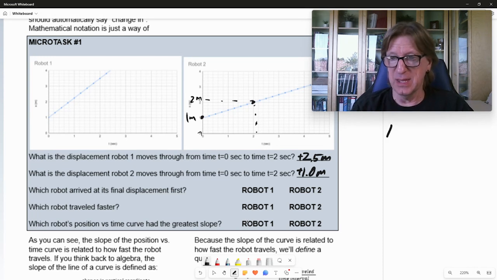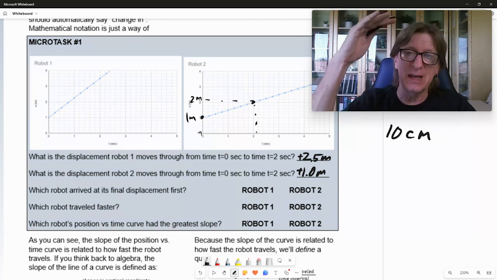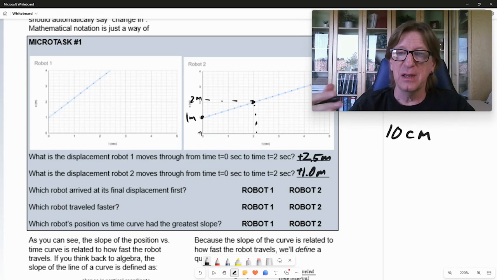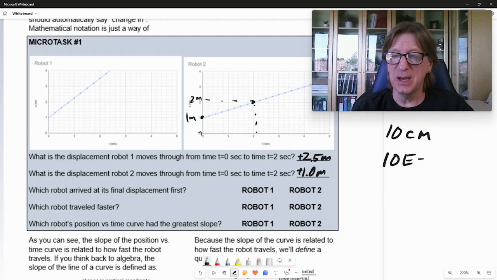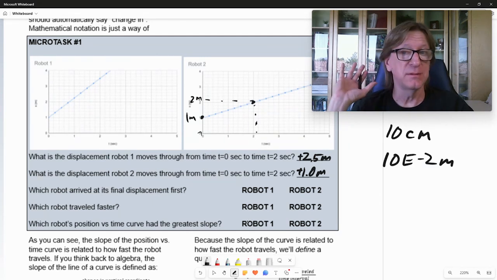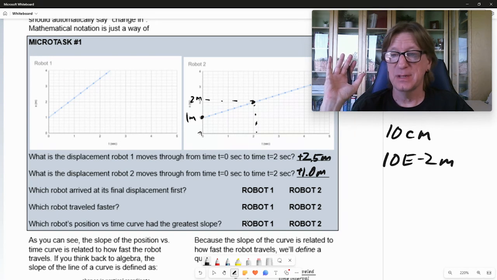Let's suppose that I have something that is maybe 10 centimeters. Now, at the beginning of every homework assignment, I list what all these prefixes mean. In this case, centi means 10 to the negative 2. So this would be 10e minus 2 meters. Done. Simple as that. So there's your conversion, and you're ready to go.